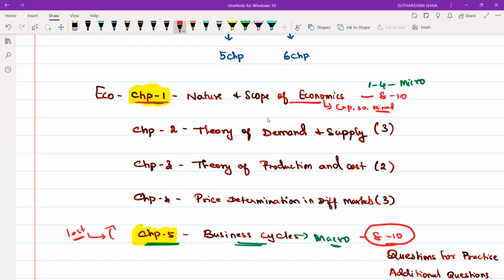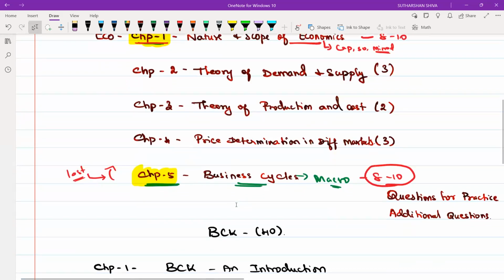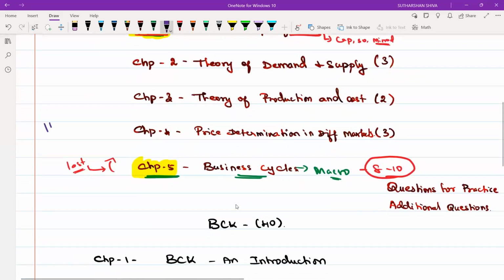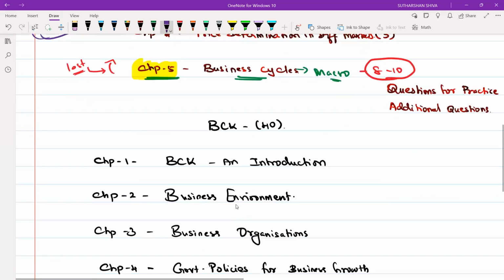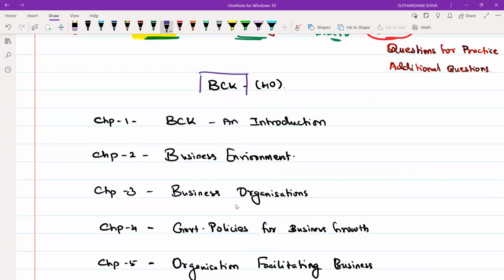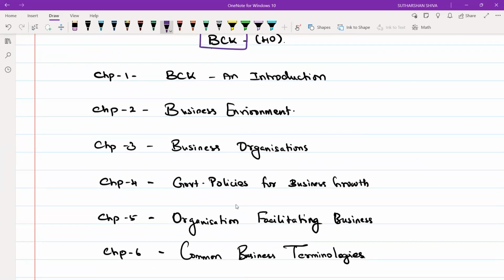Then you will immediately go to prepare BCK. Once you prepare this and secure your 16 to 20 marks from the first and fifth chapters, then immediately go for BCK. You need to prepare BCK very easily, and it is also easily achievable. One more thing is, first we will start with the introduction part.